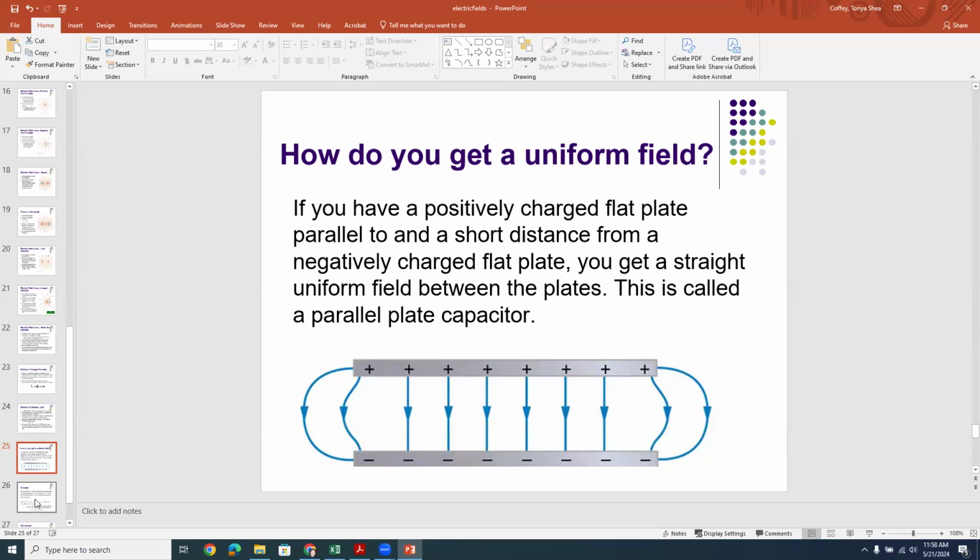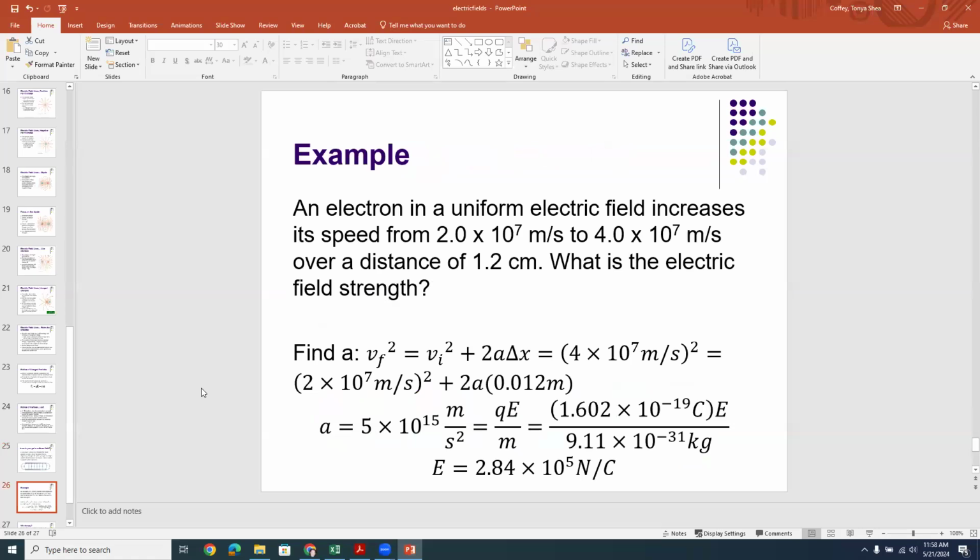Okay, let's do an example problem because example problems are king. Let's say that we have an electron in the middle of some capacitor plates, so that it's got this nice uniform electric field. And we watch what the electron is doing. We can track its motion.